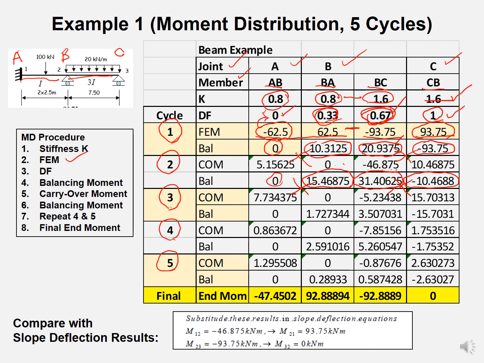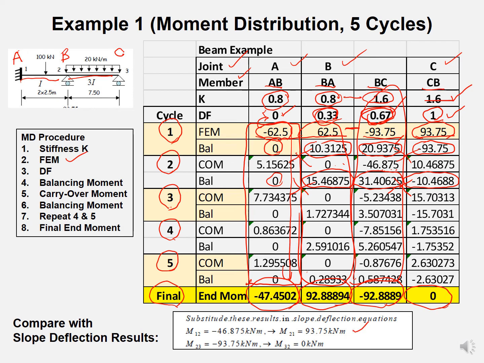After 5 cycles, the final end moments can be obtained by simply summing the moments from cycle number 1. Take the summation of all these moments, and you will get the end moment for AB. And similarly for BA, take the sum of all these moments, and you will get MBA. And this one, take the sum and you will get MBC. And similarly, take the sum, you will get MCB.